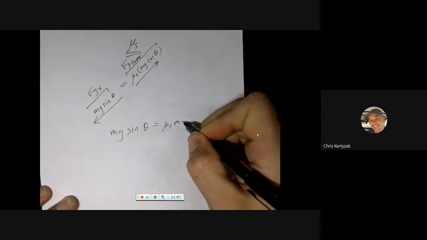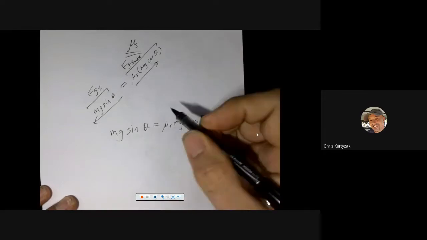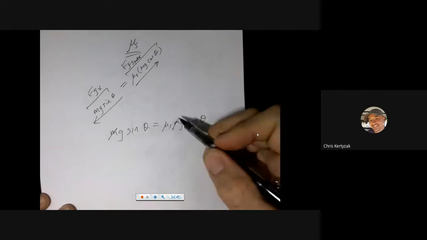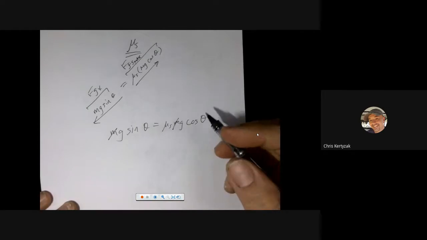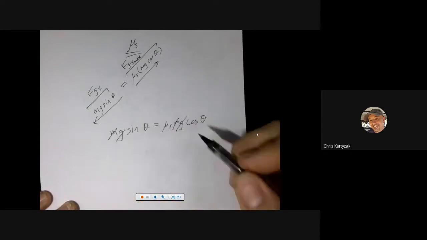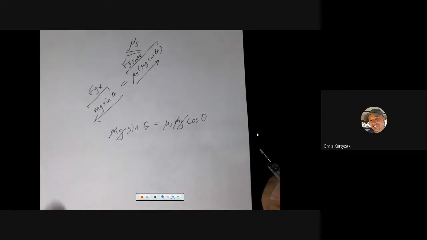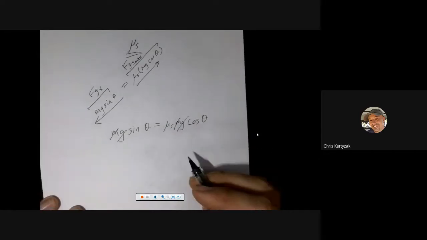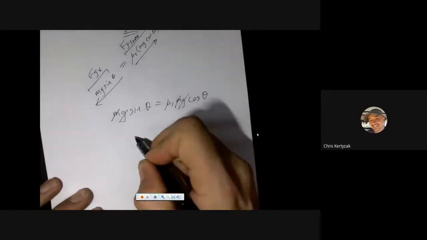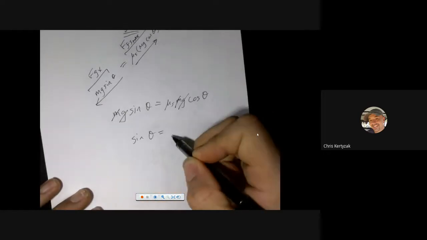Mg sine theta equals mu s mg cos theta. The first thing that pops out is that m and m can be canceled by dividing both sides by m. G and g can cancel by dividing both sides by g, because you can do anything to an equation as long as you do it to both sides equally, right? Of course. So what are we left with? We're left with sine theta is equal to mu s times cos theta.